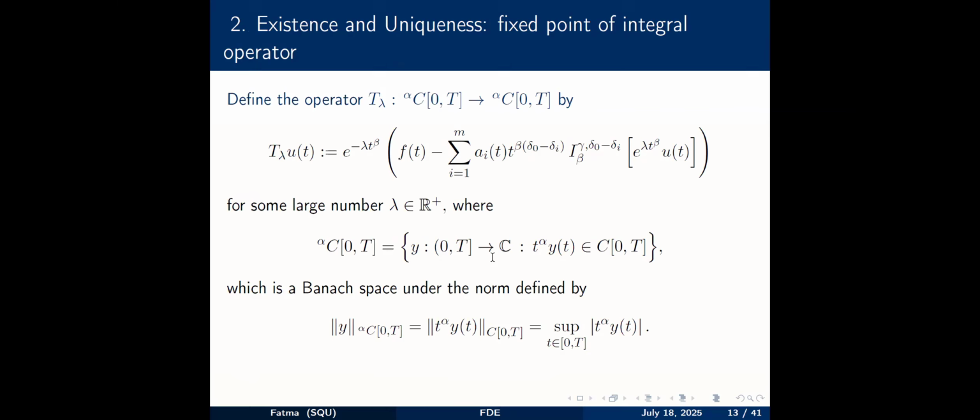Now we need to define our integral operator. We define our integral operator T_lambda, and it maps from C_alpha to C_alpha. This space is defined as here; you can see that it is a Banach space under this norm. And this one is the integral operator that we are going to use.